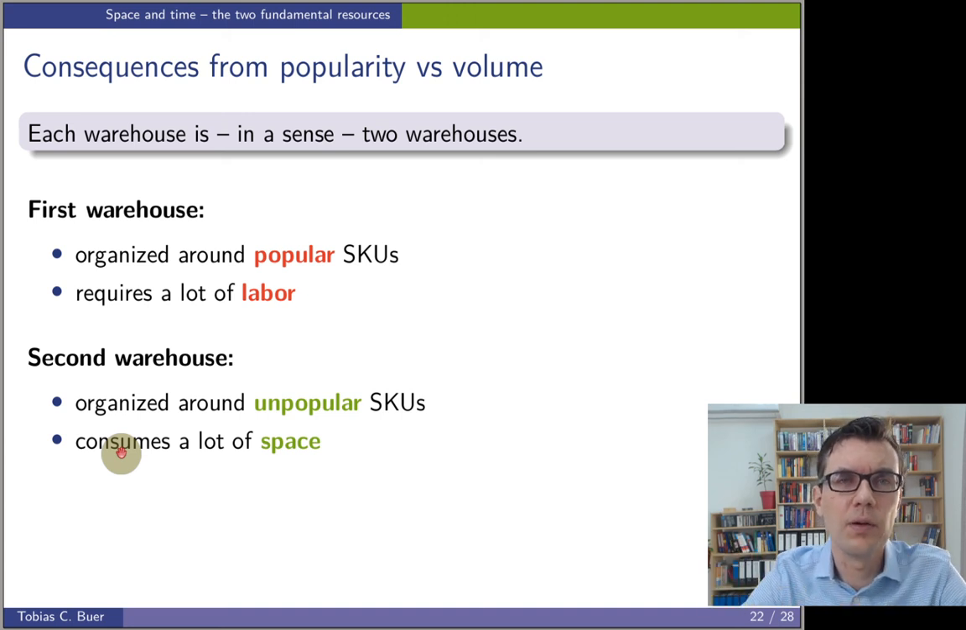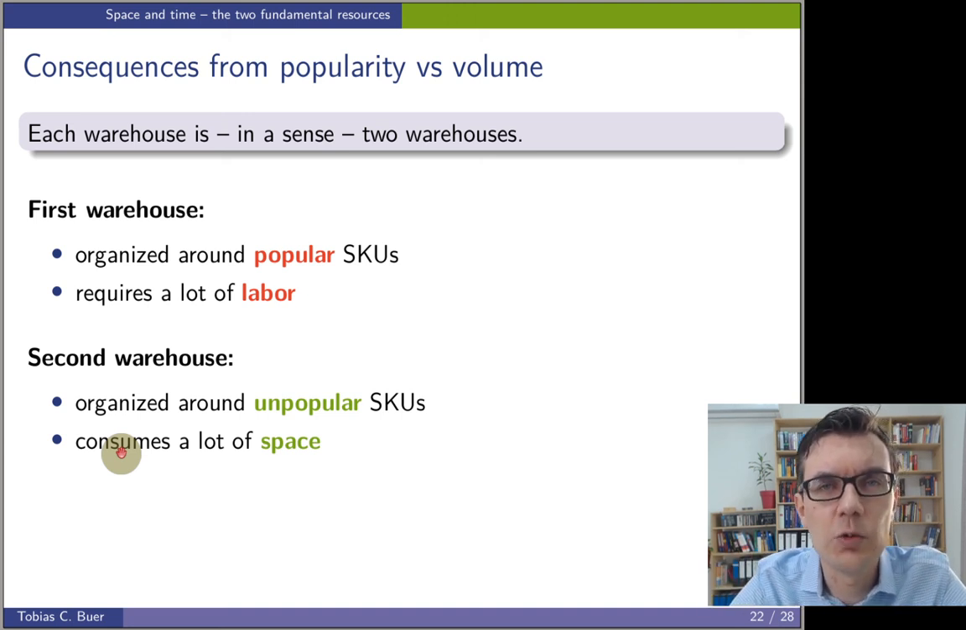To sum this up, we can say that each warehouse is, in a certain sense, 2 different warehouses. The first warehouse is organized around the very popular SKUs, and this warehouse requires a lot of labor. The second warehouse is organized around the unpopular SKUs, and for these we require a lot of space. Okay, remember, each warehouse is in a sense 2 warehouses.